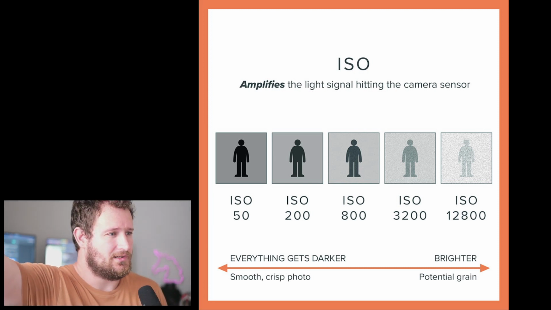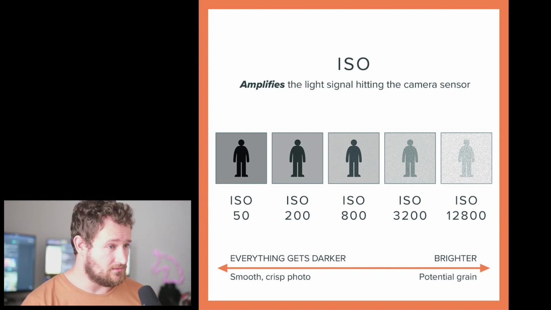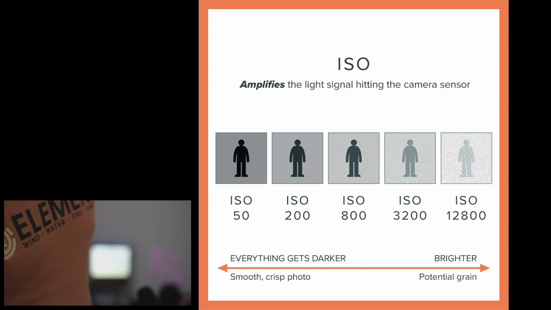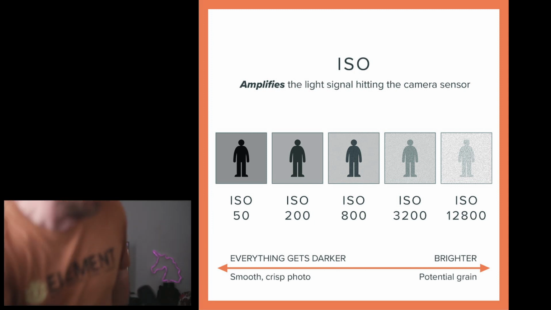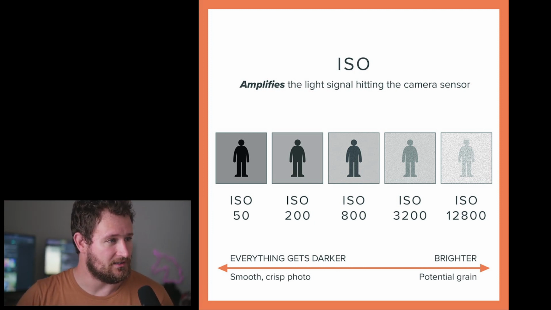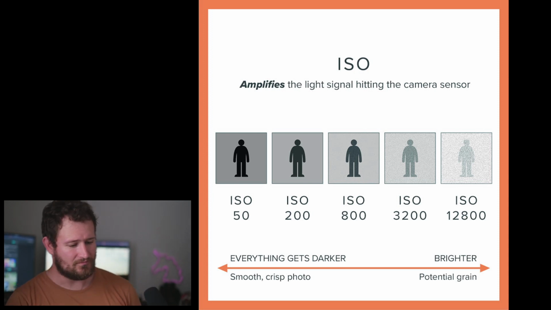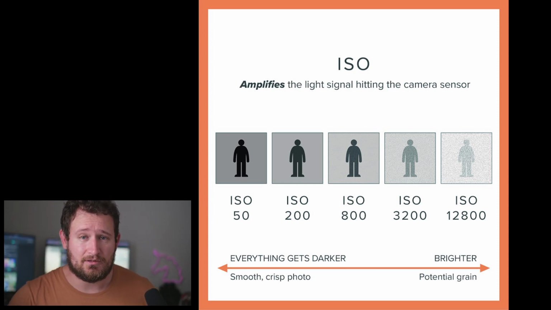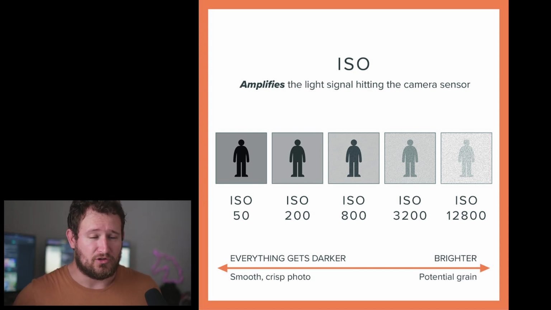So let's add our light back up. There we go. Let's drop our ISO back down. There you go. Now I'm properly exposed again. Perfect. Now, move my chair closer. So as you can see, your ISO has a global effect on your photos as well.